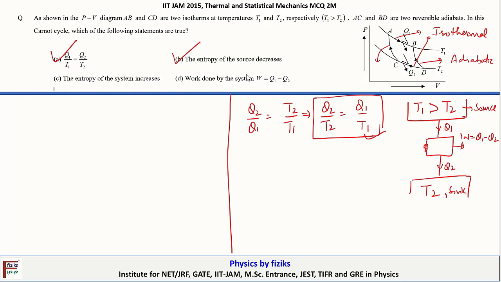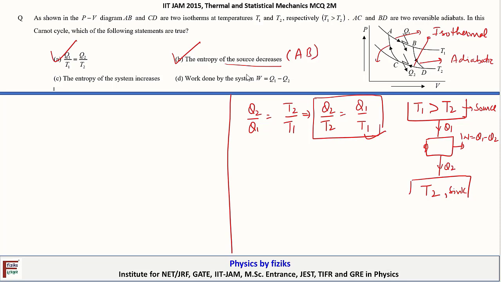Okay, so during process A to B, the source releases Q1 amount of heat to the working substance, because the source is providing energy to the working substance. So therefore the entropy of the source will decrease during this step. Okay, so this occurs in step A to B.